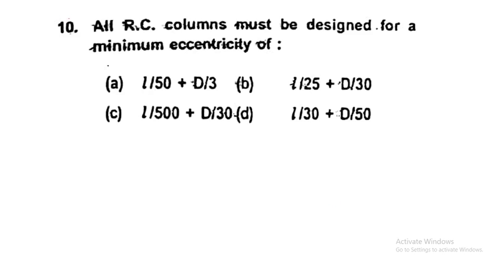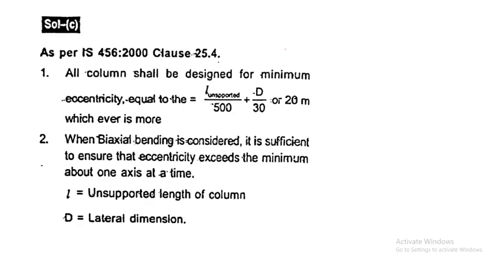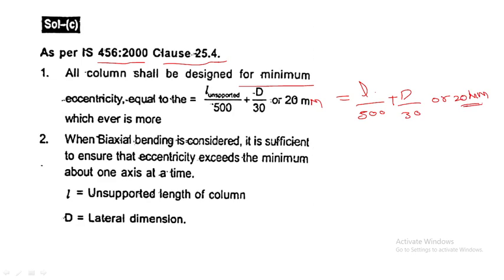Okay, next. All RCC columns must be designed for a minimum eccentricity of what? What is the minimum eccentricity of the column? According to IS 456 clause 25.4, all columns should be designed for a minimum eccentricity equal to L unsupported divided by 500 plus D by 30, or 20 mm. This is mm, okay, 20 mm, not 20 meter.